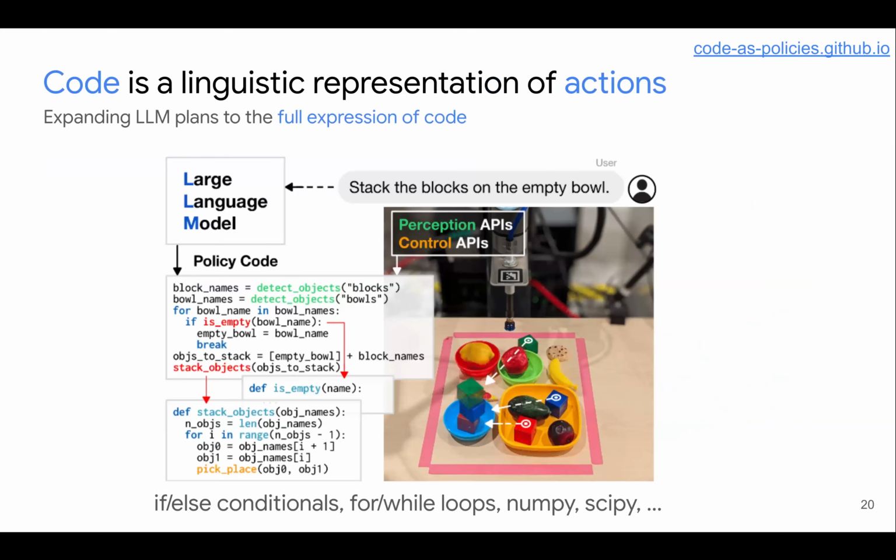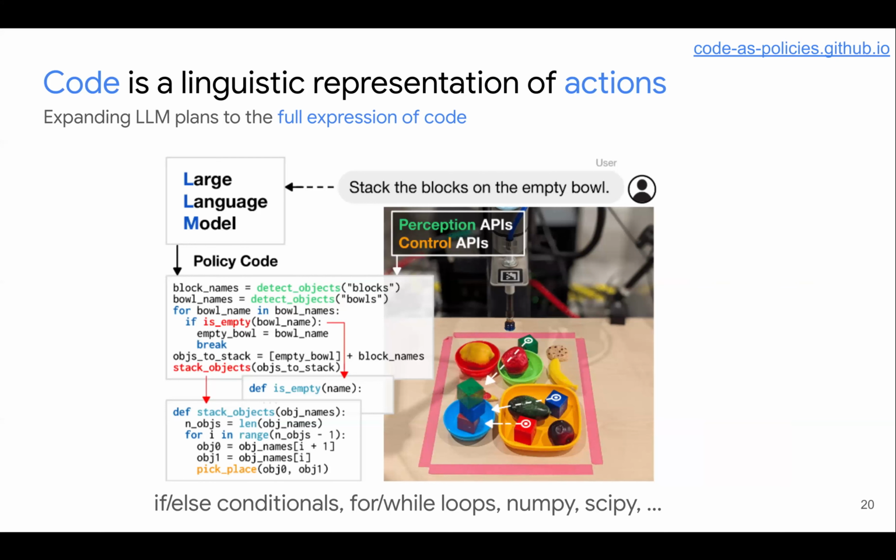And at the end of the day, code is what a robot is running at the lowest level. It's connecting control APIs and perception APIs down into some logical reasoning and then executing that on the robot. So we should leverage this idea that language models can use code to command our robots. We essentially prompt the language model to understand the perception APIs that are available to it, as well as any control APIs.